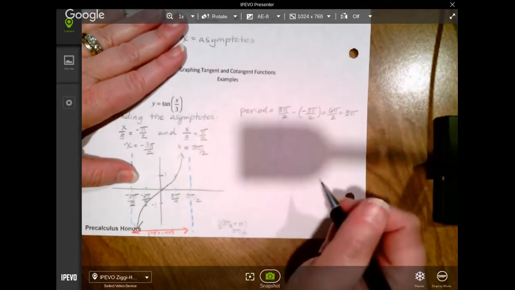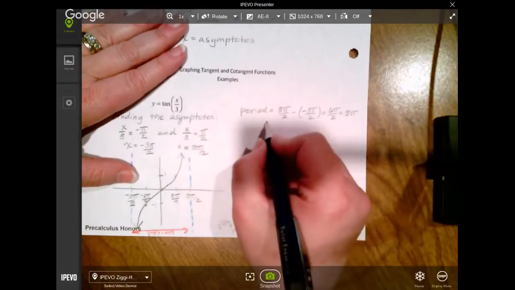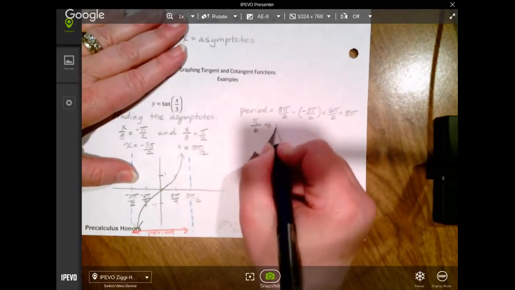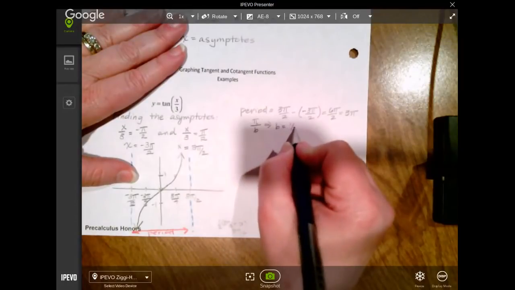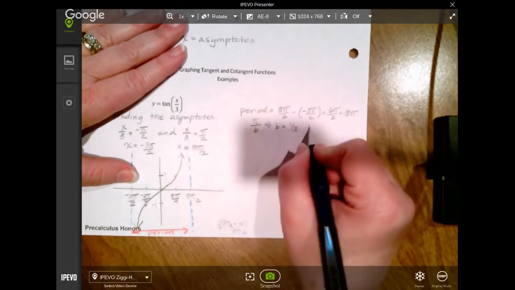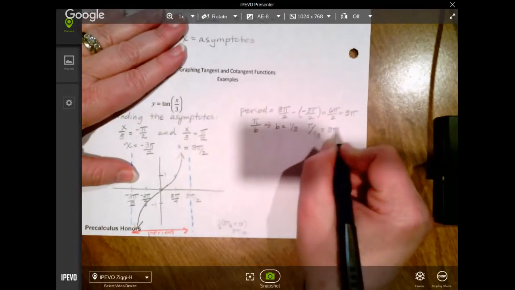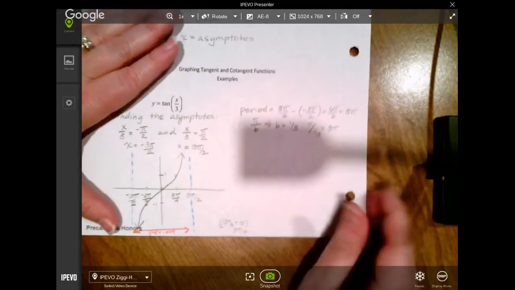Now, that's the distance between the asymptotes, but I told you that you could find the period as pi over b. And b in this case is equal to 1/3. So we could say the period is pi over 1/3, or 3 pi. So there's a way to check your work there, which is kind of neat.